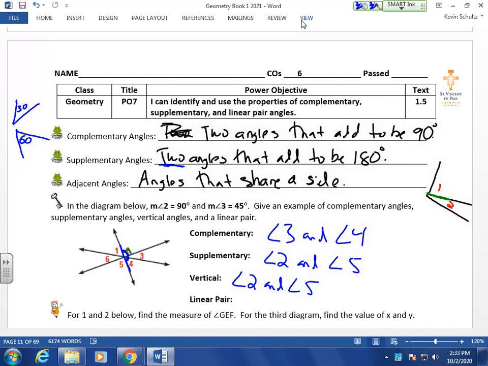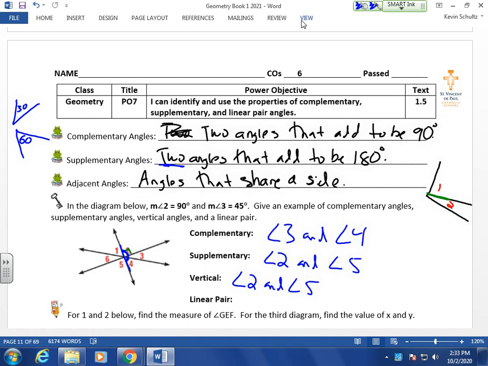Do you see a linear pair in the diagram? You can flip back to CO6 for the definition of a linear pair. But like I talked about before, you can often look at the word linear: line, pair, 2. So we're looking for 2 angles that make a line.